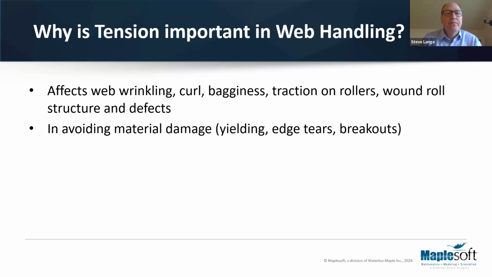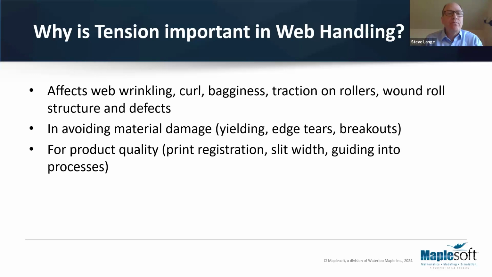Tension's important in avoiding damage to your material. Typically, the goal of web handling is just to transport webs without any damage or loss. And if you overdo the amount of tension, you could yield the material, changing its original length and nature. If there are edge cracks or tears, you can make them worse, even leading to a complete tear out or breakout of the web.